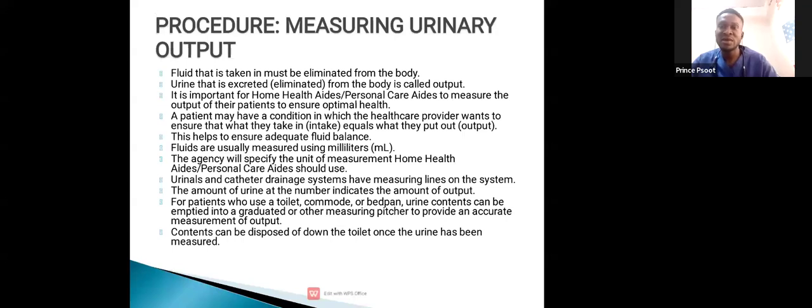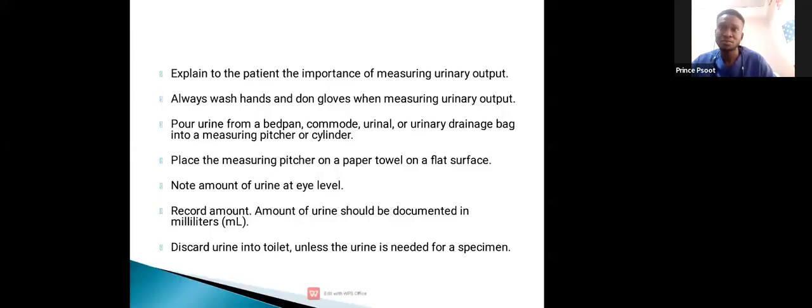The urinals and catheter drainage systems have measuring lines on them. For patients who use a toilet, commode, or bedpan, urine contents can be emptied into a graduated or other measuring pitcher to provide an accurate measurement of output. Contents can be disposed of down the toilet once urine has been measured.